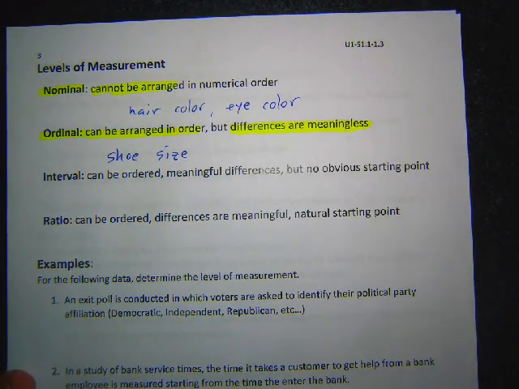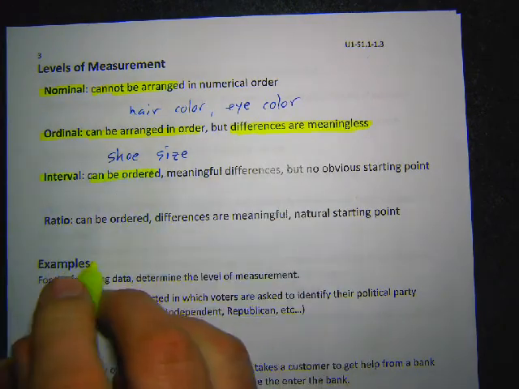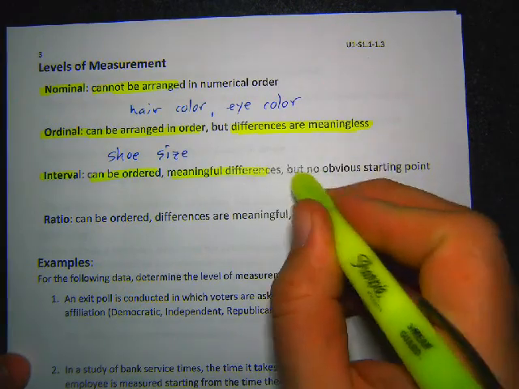Okay, interval is the next one. Interval data can be ordered and has meaningful differences, so now it makes sense to subtract, but there's no obvious starting point.